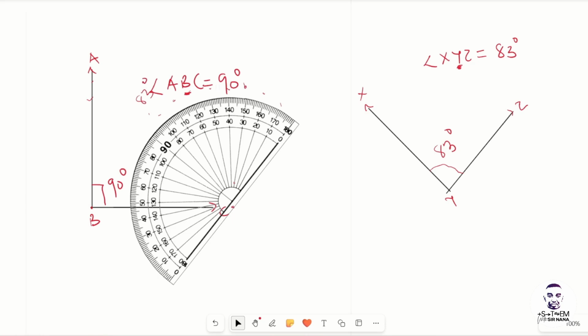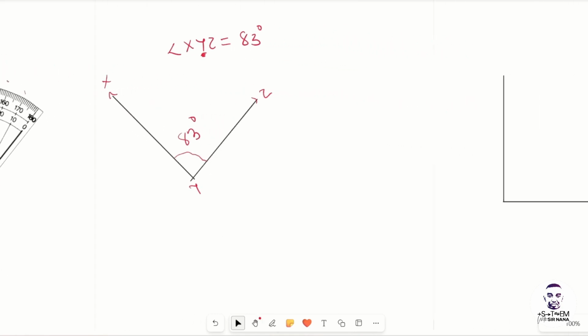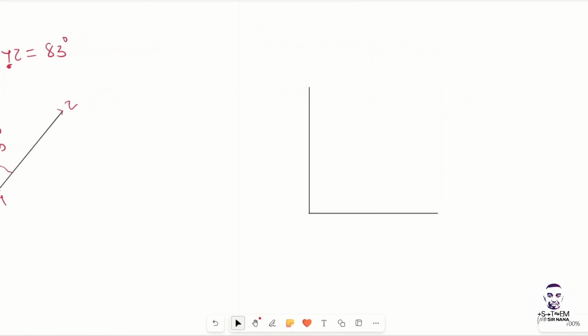So I believe that you now know how you can measure angles. Draw some lines yourself and try and measure them, and then get familiarized with how you can measure angles. Now let's consider how we can bisect angles.